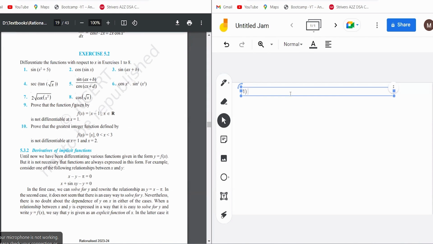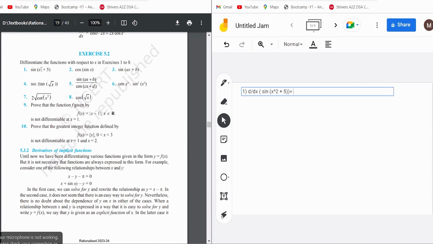Differentiate with respect to x. Okay. So sine of x square plus 5, d by dx of sine of x square plus 5. What we have to calculate? We have to calculate d by dx of sine of x square plus 5. This is what we have to calculate.